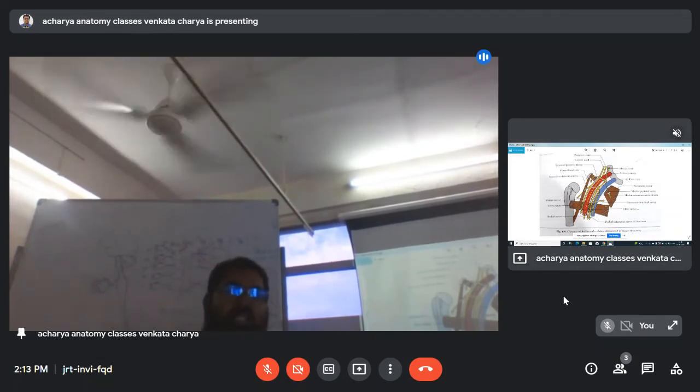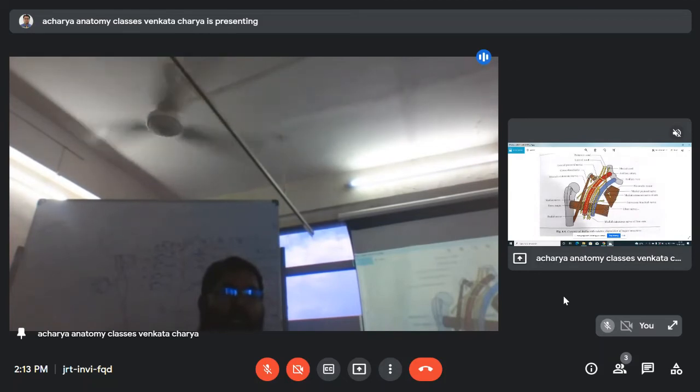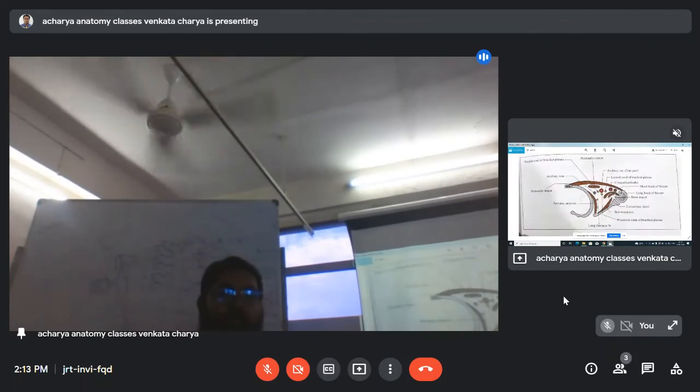See here, this is the axillary artery. The axillary artery consists of 3 parts. From here to here is the first part, and beneath the pectoralis minor, that is the second part. Then from the lower border of the pectoralis minor to the lower border of the teres major, that is the third part. So near the third part, observe this picture.